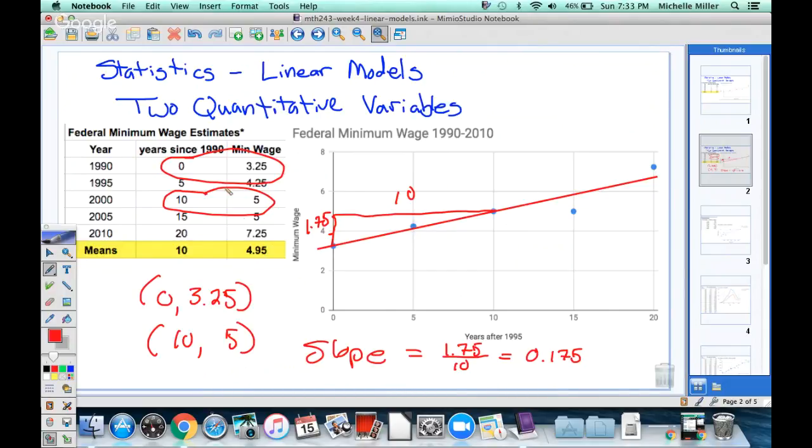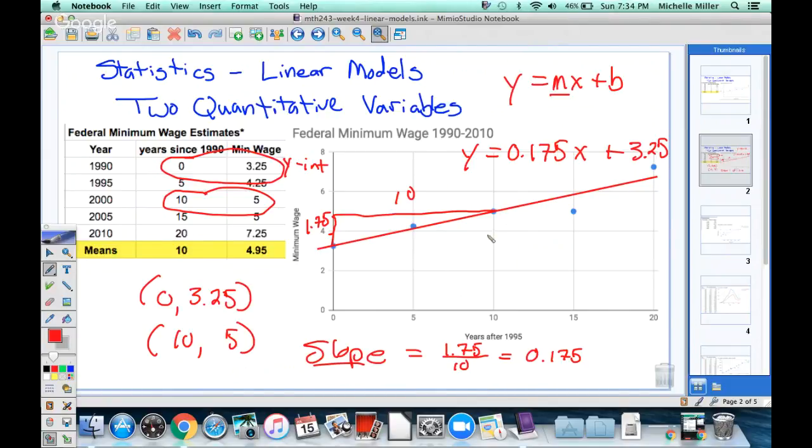Now, because I chose this to be years after 1990, this point right here is my y-intercept. So you might remember the equation y equals mx plus b. M is my slope, and then the y-intercept is where it hits the axis. So I think this line right here could be modeled by 0.175 times x plus 3.25. So that's just a visual guess at a nice line that goes through these points that models them.